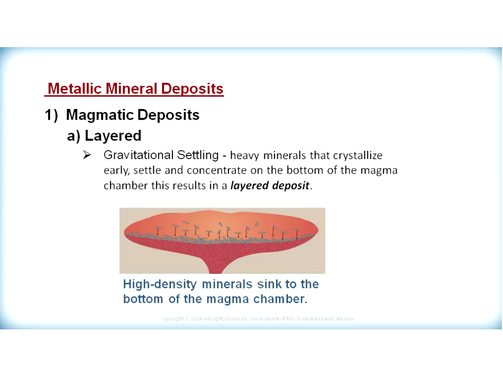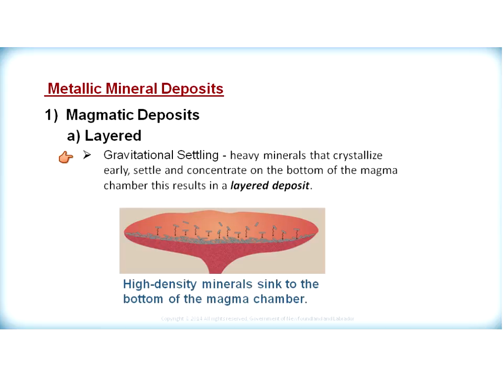When we look at magmatic deposits, 2 main deposits usually form from magma chambers. The first is called a layered deposit. In a layered deposit, gravitational settling is the main force that causes the crystals to settle to the bottom. So through gravitational settling, heavy minerals that crystallize early settle and concentrate on the bottom of the magma chamber. This results in what's called a layered deposit.